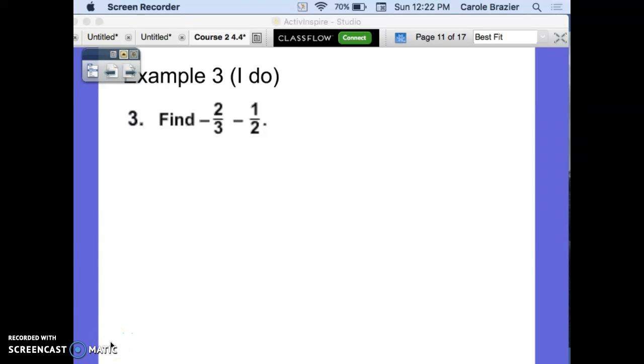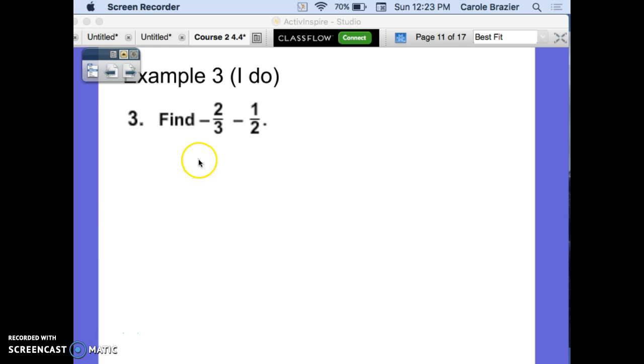Hi guys, welcome back. After you practiced that worksheet, and you should have received the answers from the sub, we're going to go over how to subtract fractions. We can use the same rule with integers: keep, change.